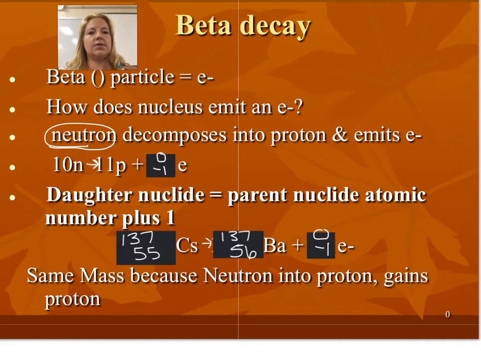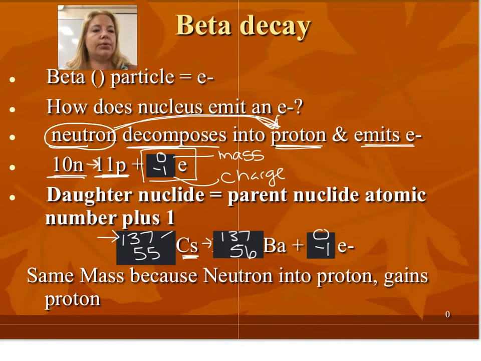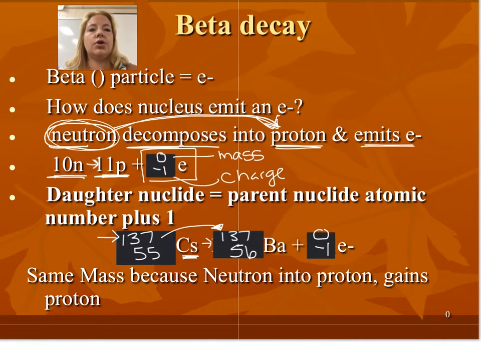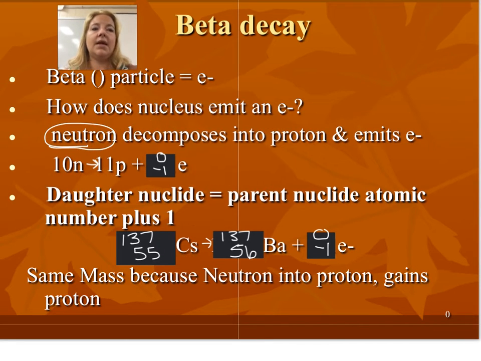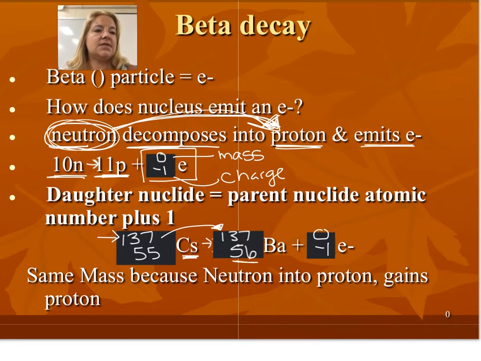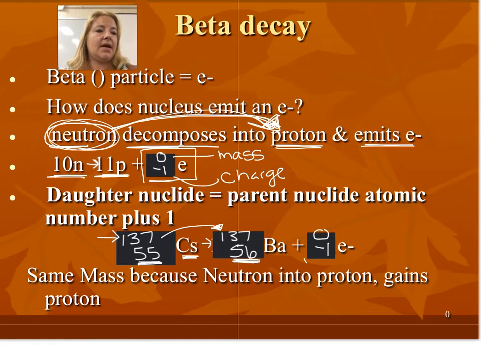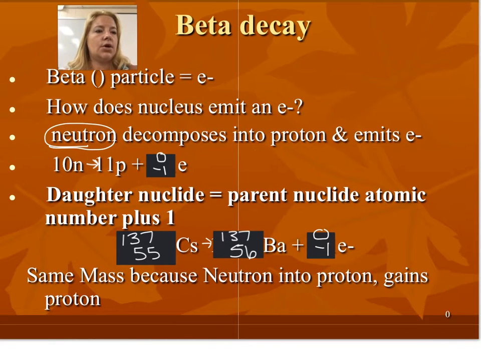So let's see how this works. How does cesium-137 break down using beta decay? Well, I am going to keep the same atomic mass because that neutron broke down into the proton. So you can see my mass does not change, but that neutron broke into a proton. So I'm gaining a proton with this process. So 56, I went from 55 protons to 56 protons, and then here's my beta decay that is released. No change in mass and a charge of -1.